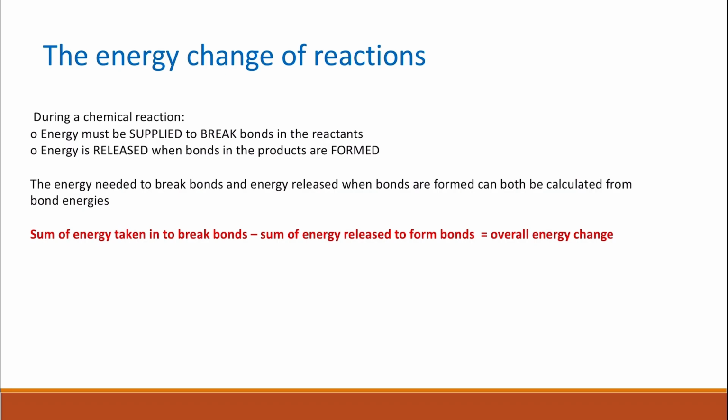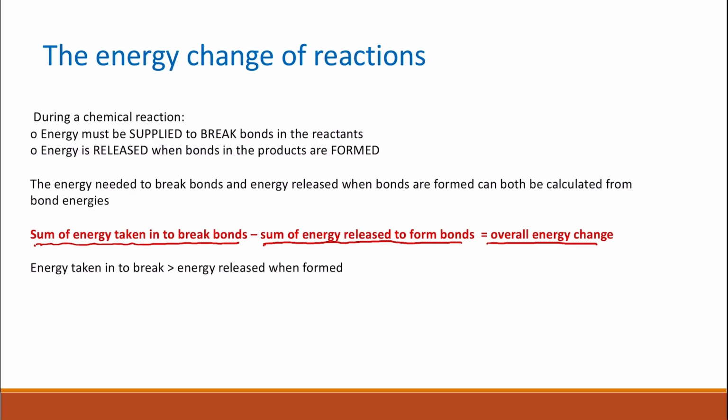And we can calculate the overall energy change by simply calculating the sum of energy taken in to break bonds minus the sum of energy released to form bonds. So there are two cases here, two types of reaction, endothermic and exothermic. If the energy taken in during the breaking of bonds is higher than the energy released when the bonds are formed, then this is an endothermic reaction. Overall, energy was taken in.